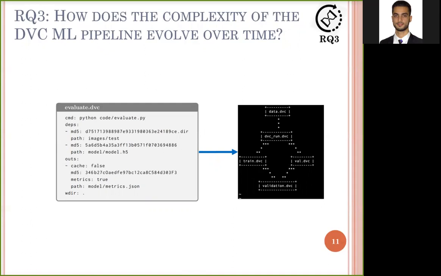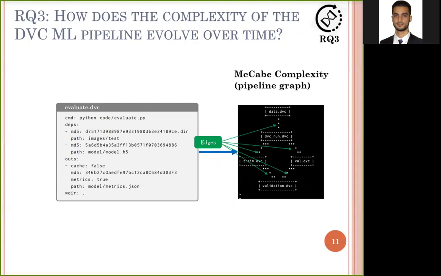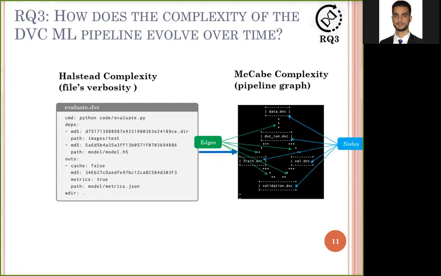We will use 2 metrics to compute the complexity. The first metric is the McCabe complexity. It is used to estimate the graph structure complexity of the pipeline. We compute it from the number of edges and nodes in the pipeline.